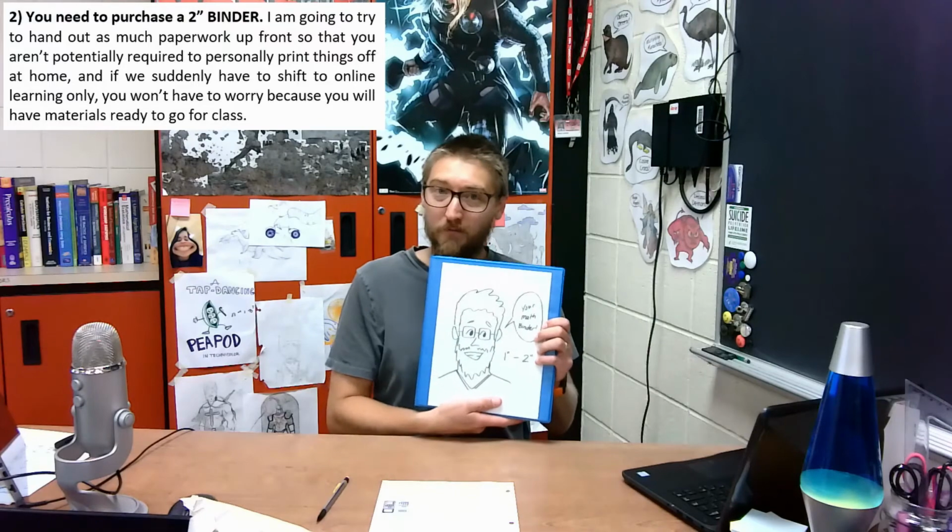Bullet point number 2 is equally as important. Math is very hard to do entirely digital. You need that physicality and being able to write things down and brainstorm and have scratch work and all that stuff. And so we're going to have papers in addition to digital resources. And so you need to have a 2-inch binder. You might be able to get away with a binder that's smaller, so such as this.